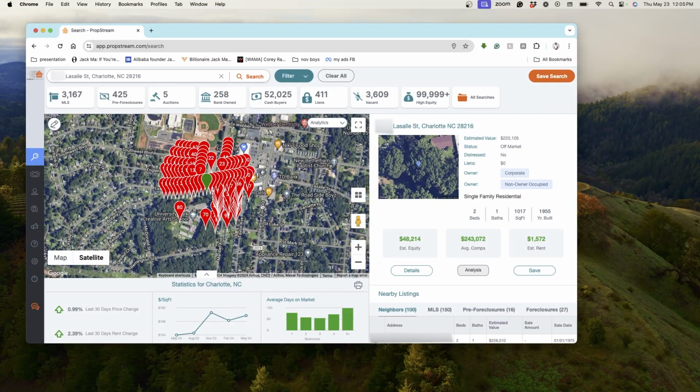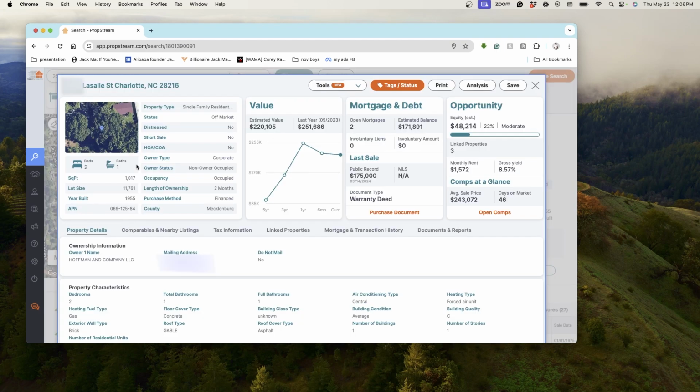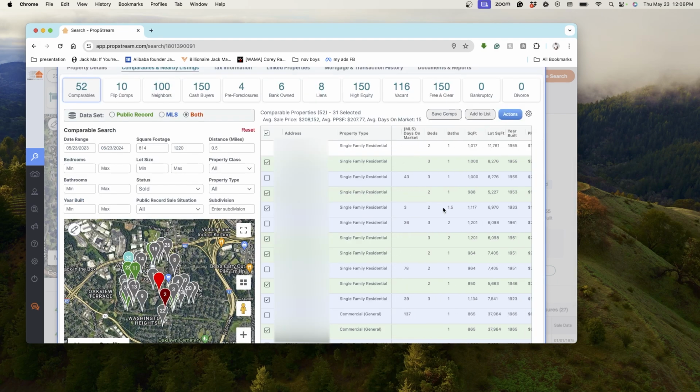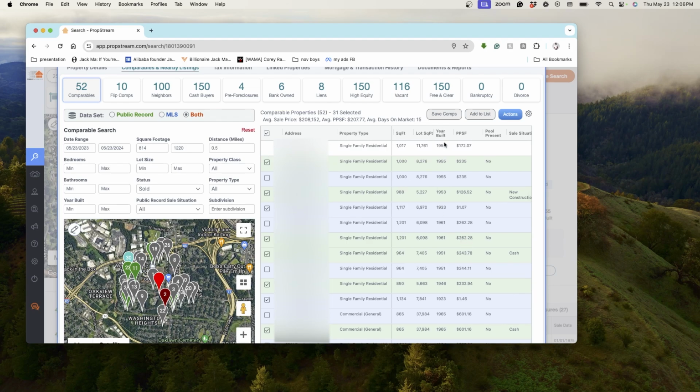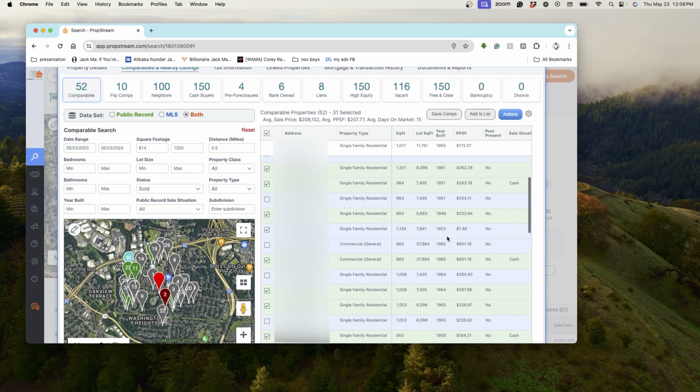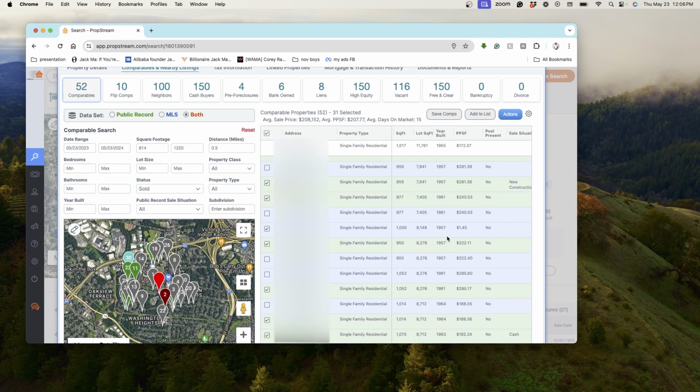So as you see on my screen, I already got the address pulled up, right? Once I put the address in, I'm gonna go to details. Once I get to this screen, I'm gonna go to comparables and nearby listings. I look at the year, which is, this was a 1955 built house. I can't compare a 1955 built house to a house built in the year 2000.